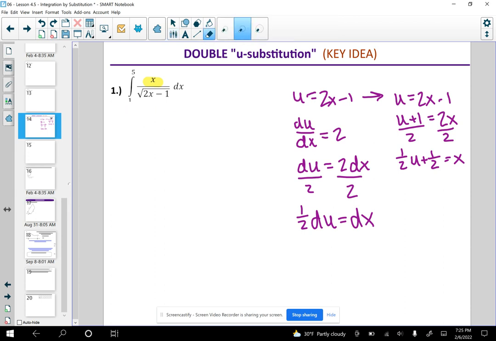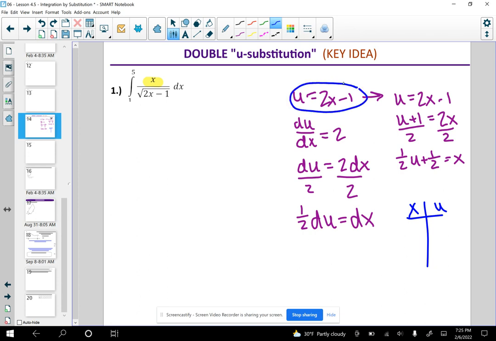Now, we do have bounds here, so those also need to be in terms of u. I'm going to make my little table and plug them in. We started with 5 and 1. So 2 times 5 minus 1 gives me an upper bound of 9. 2 times 1 minus 1 gives me a lower bound of 1. Be really careful with my substitution here so you can see this. I'm going to start with changing my bounds to 1 and 9.